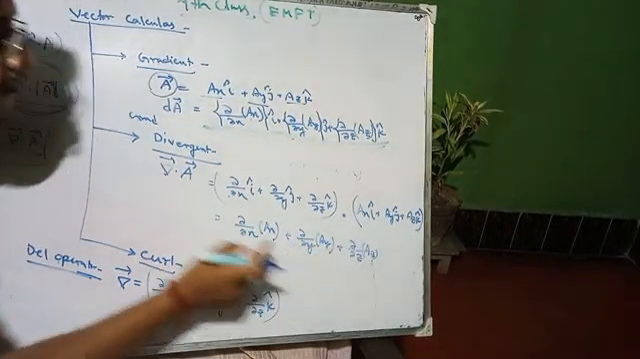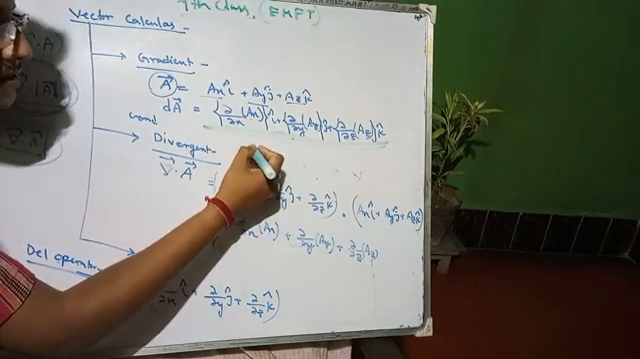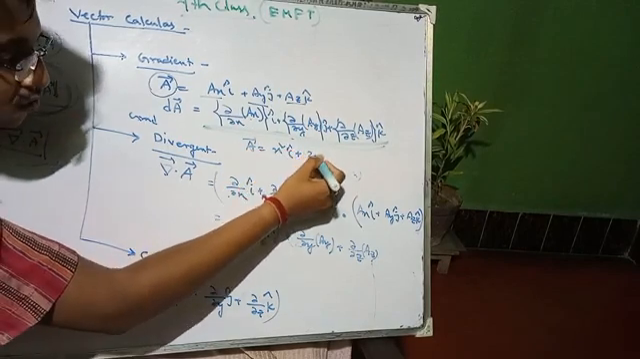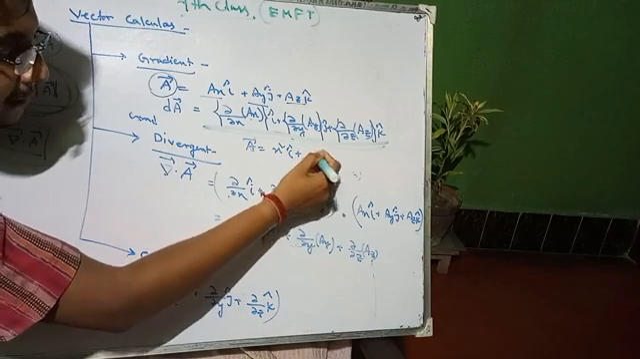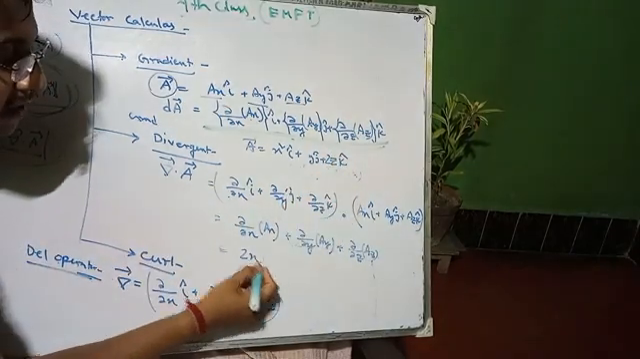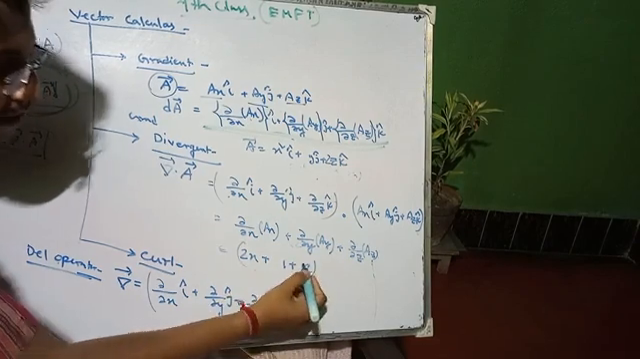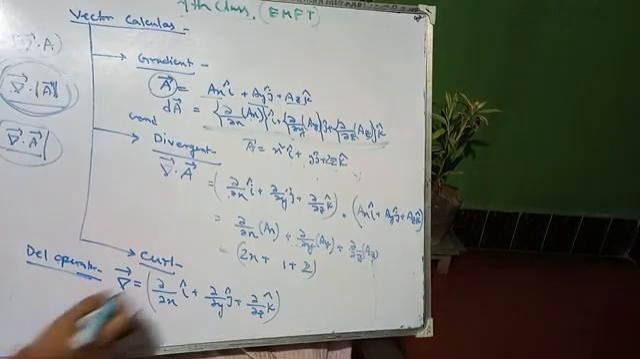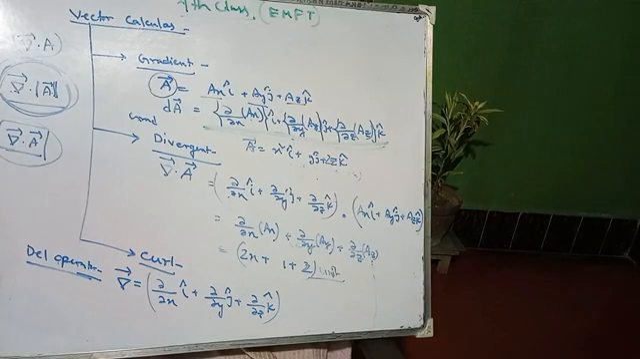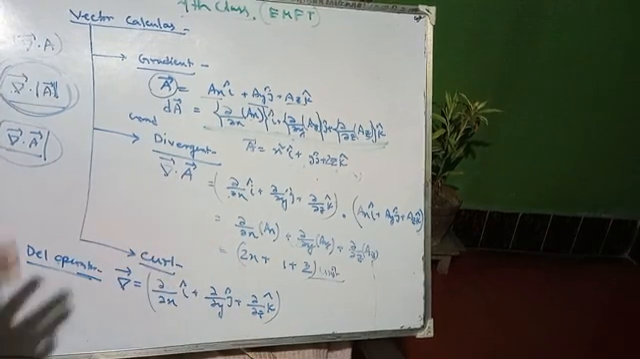If we take the same example, a vector can be represented as x square i cap plus 2y j cap plus 2z k cap, suppose. So what will be your answer? It will be 2x plus 2 plus 2, right? So 2x plus 2 plus 2 will be your answer, with whatever unit is given. So divergence means the dot product of the del operator with any vector. Okay, so this is the divergence concept.